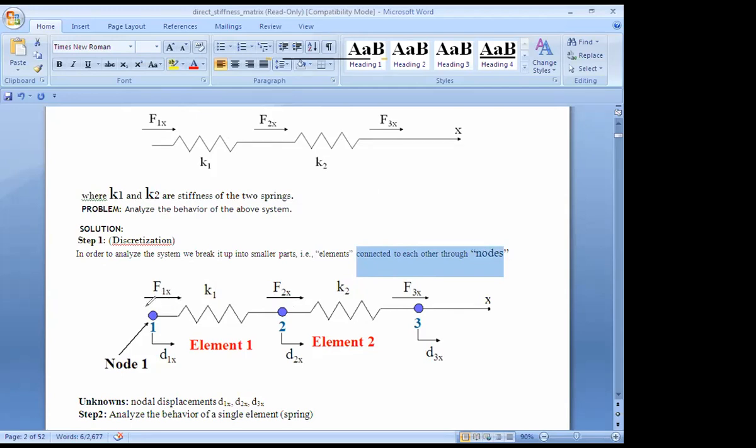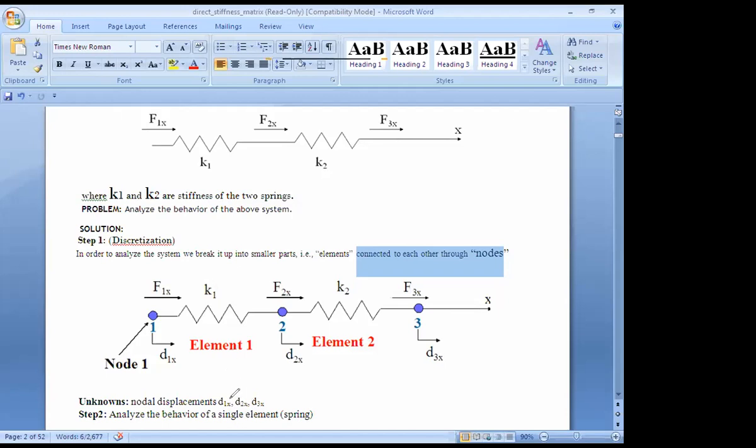So what do we know? We know forces acting on these nodes. We know F1x, we know F2x, and we know F3x. What we do not know are the displacements in these nodes. We know the forces, we know the spring constants, but we don't know the displacements. So the unknowns are the displacements. We don't know the displacement d1x, we don't know the displacement d2x, and we don't know the displacement d3x. So given F1, F2, F3, K1, K2, our goal is to determine the corresponding displacements d1x, d2x, and d3x.